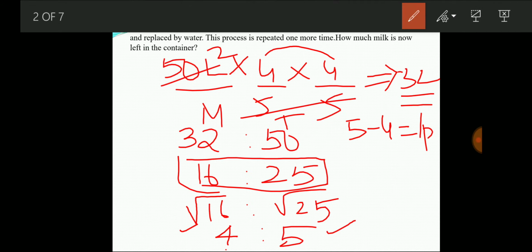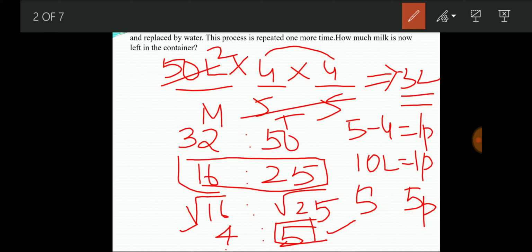So 10 liters is removed. So 1 part is 10 liters. 10 liters is equal to 1 part. Then the total, we know it's 5 parts. So 5 parts is 50 liters. So what I'm trying to tell you here is, with this method, I'm going to solve the other question, because they've not given us the exact value.